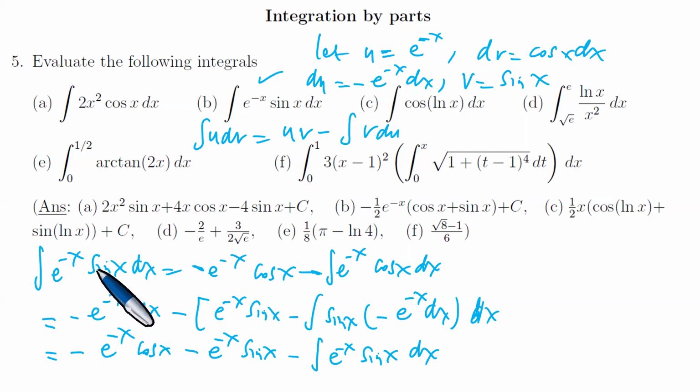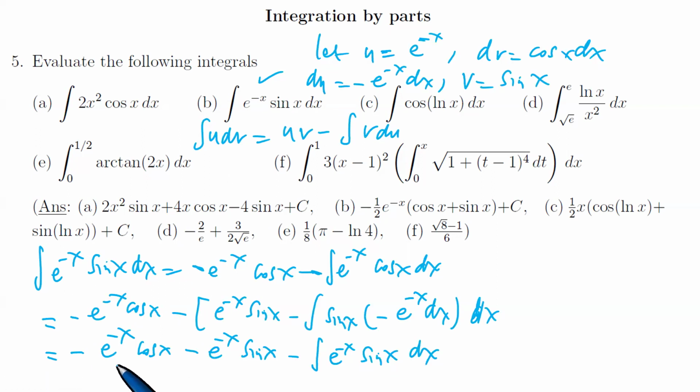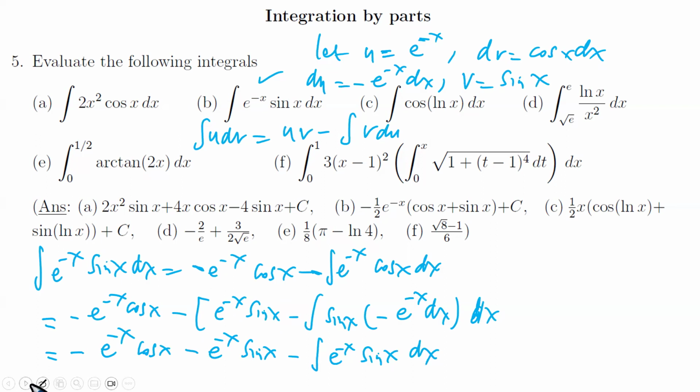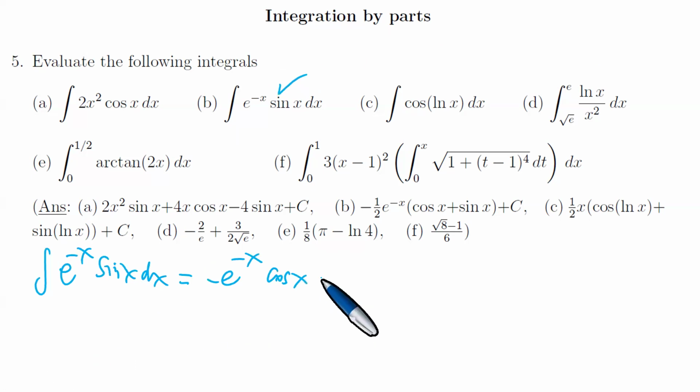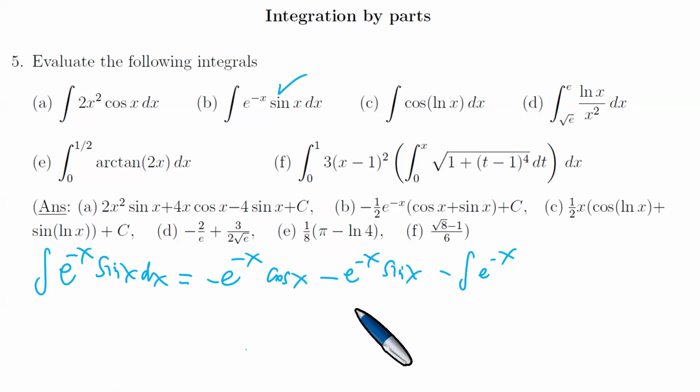So now we are back. We have this one together with this one, and we are having the following. For this one, the integral of e to the minus x sine x dx equals minus e to the minus x cosine x minus e to the minus x sine x minus the integral of e to the minus x sine x dx.